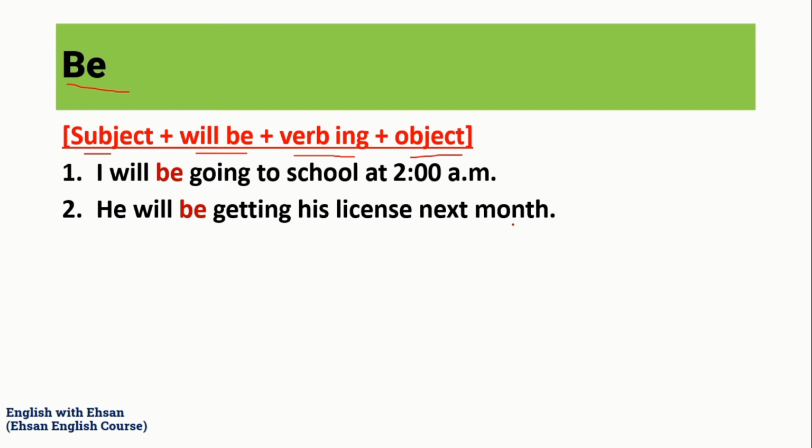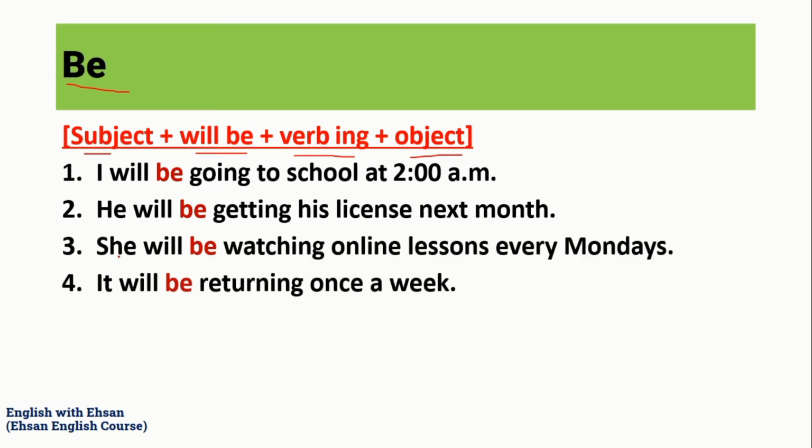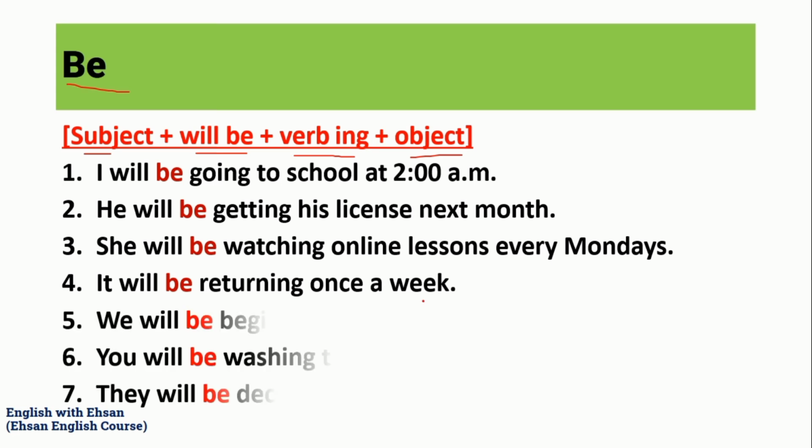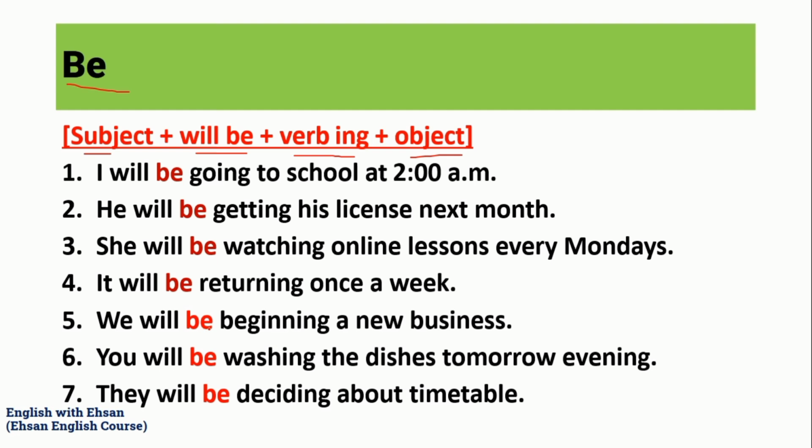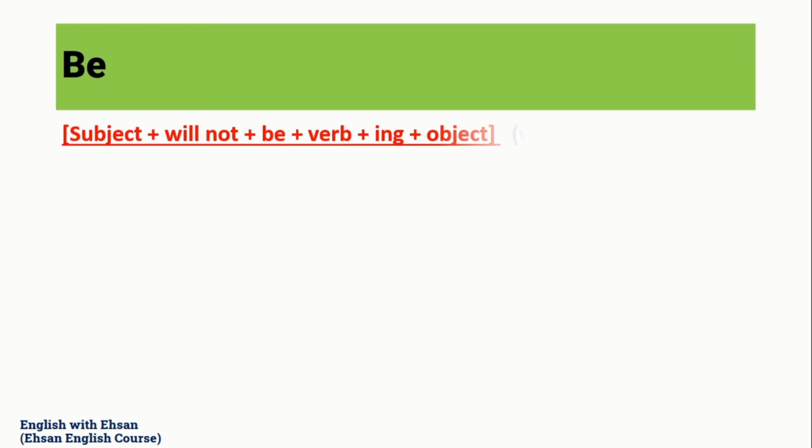Number two, he will be getting his license next month. Number three, she will be watching online lessons every Monday. Number four, it will be returning once a week, like this. Number five, we will begin a new business. Number six, you will be washing the dishes tomorrow evening. Number seven, they will be deciding about the timetable.